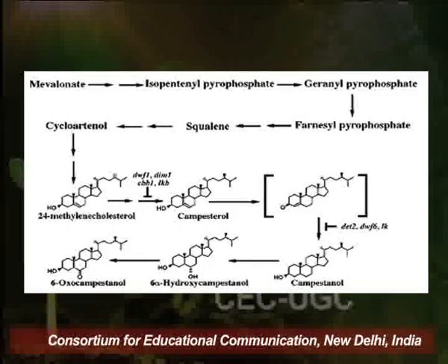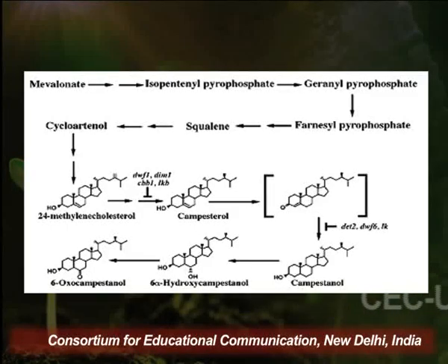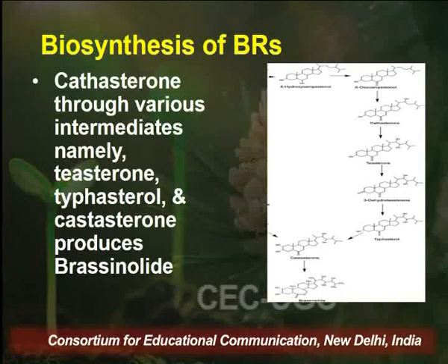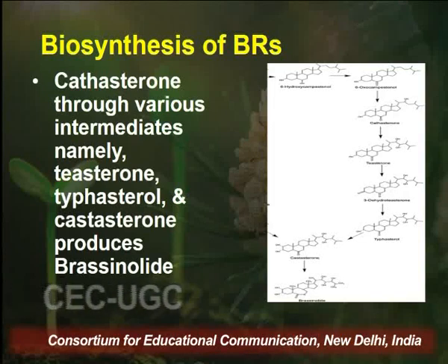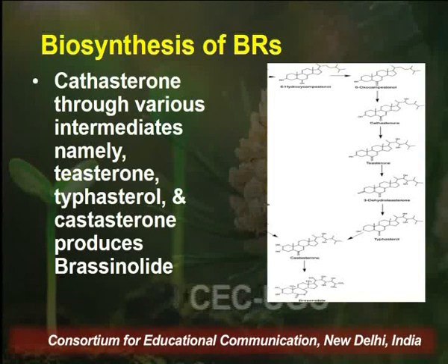So here you can see mevalonate is there, through a series of steps it gets converted into squalene, squalene through a series of steps gets converted into cycloartenol, cycloartenol through various steps gets converted into campestenol, campestenol eventually gets converted into 6-oxocampestenol, which converts into cathasterone. Now cathasterone, through various intermediates, specifically teasterone, typhasterol and castasterone, gets converted into brassinolide, and this is how brassinolide is produced in the plant matrix.